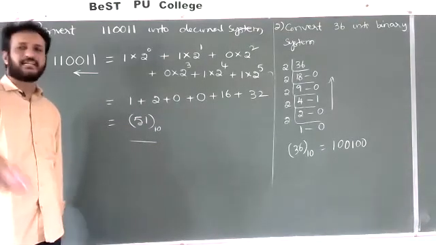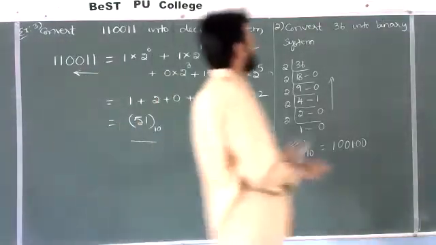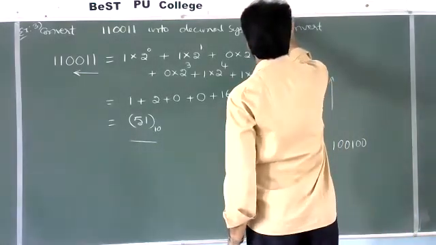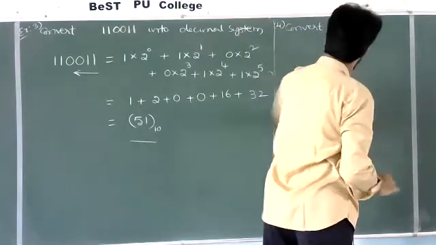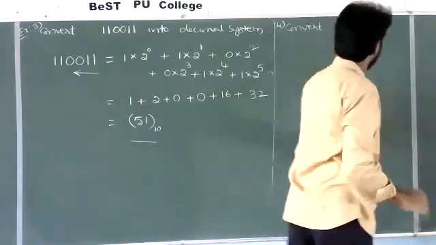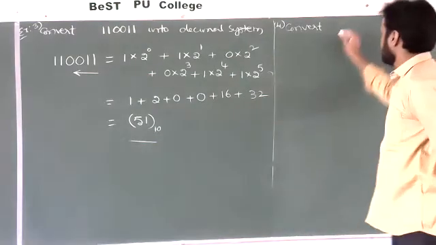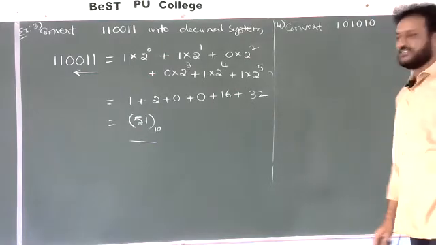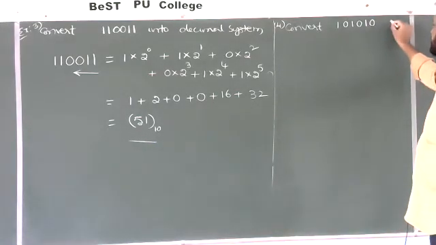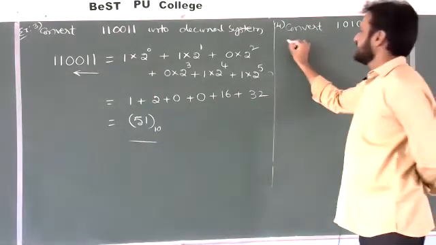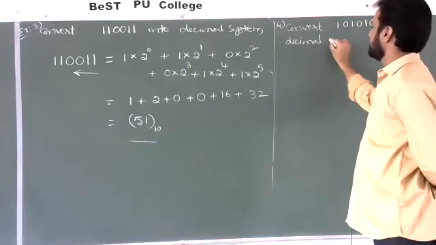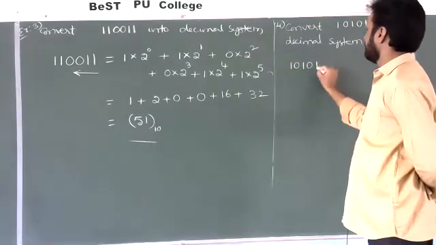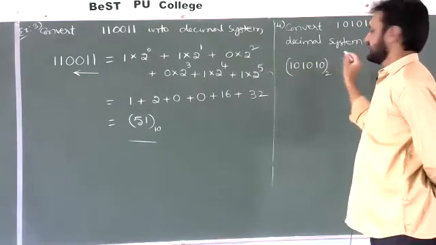Still, if you need another example, you write it yourself and try one more number. Example 4. Convert a bigger number if you like, your choice: 101010. Convert 101010 into decimal system. So you should write here first 101010. It is in the binary system.